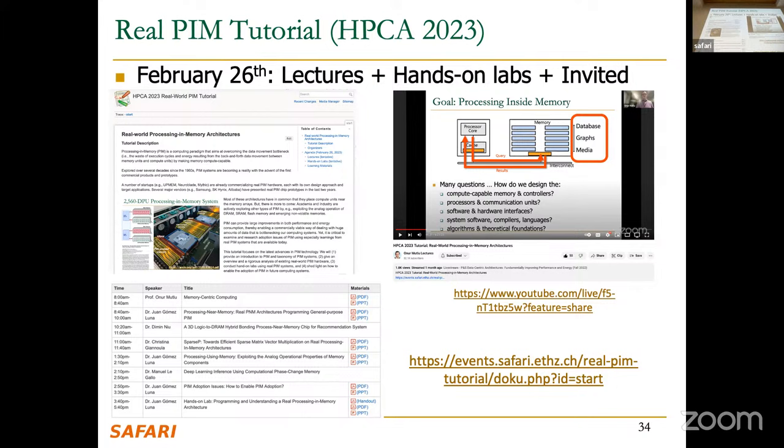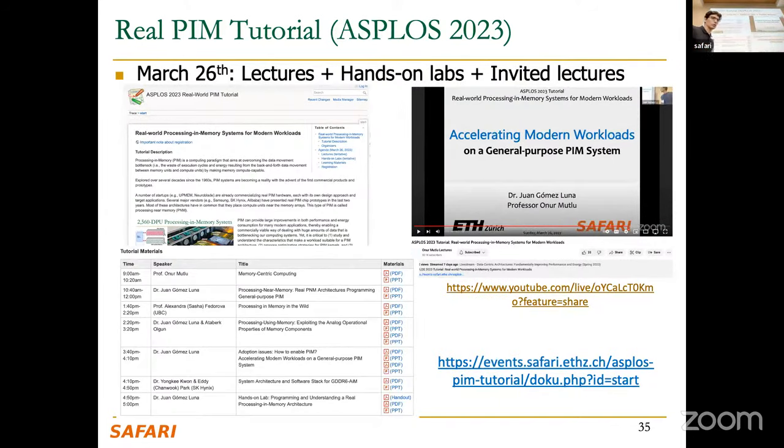For example, in HPCA, we had Dr. Manuel Le Gallo from IBM Zurich talking about his research on computational phase change memory. It's an extremely interesting and forward-looking field. We repeated this tutorial again in the ASPLOS 2023 conference. This time we had invited speakers, for example, Professor Sasha Fedorova from the University of British Columbia, and also Jin Ki Kwon and Eddie Park from SK Hynix, a major DRAM vendor, and they were talking about their processing in memory architecture that I'm going to show you probably later today. If not, we will cover it in some detail next week.